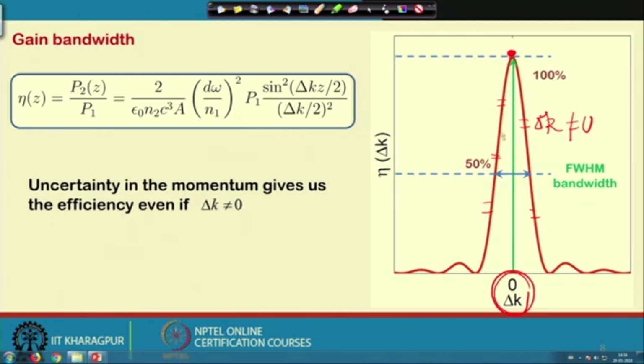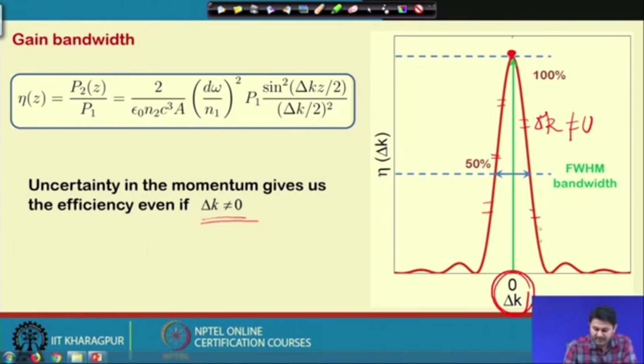Obviously, the efficiency goes down very sharply on both sides of delta k equal to 0, but delta k equal to 0 is not the only condition to have efficiency. Efficiency is still there when delta k is not equal to 0, and the reason behind that is the uncertainty in the momentum, because there is quantum mechanics, there is uncertainty. So, delta k equal to 0 is not the prime condition to have a second harmonic. You can still have second harmonic when delta k is not equal to 0.